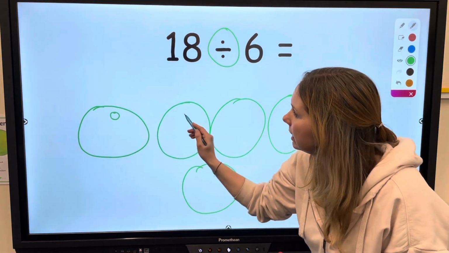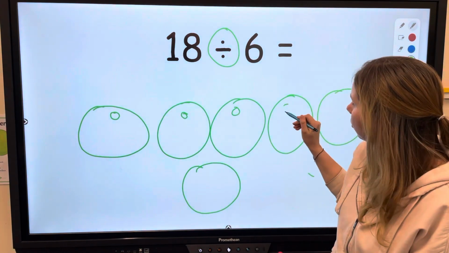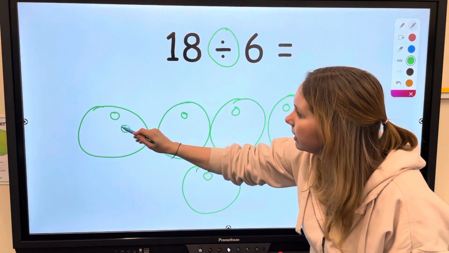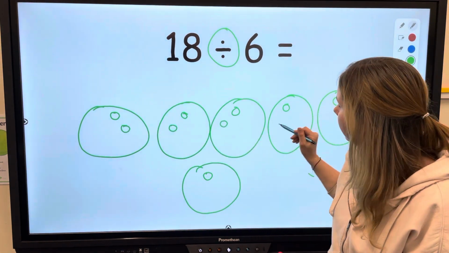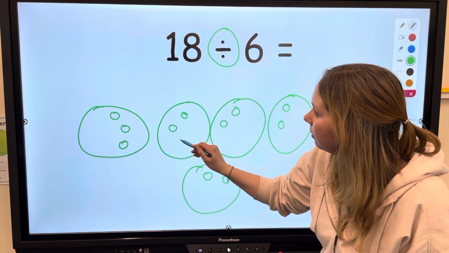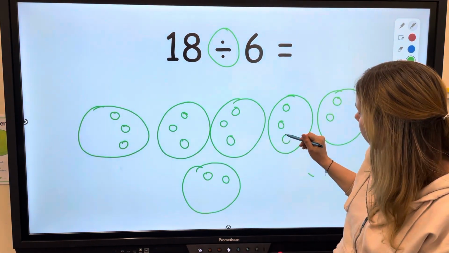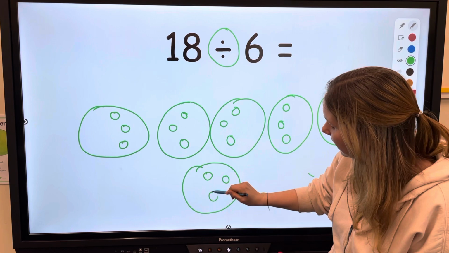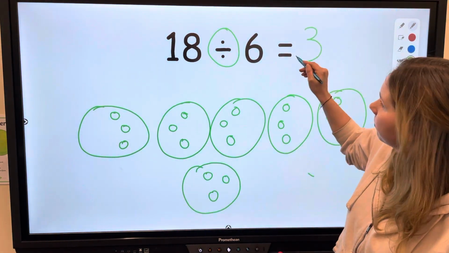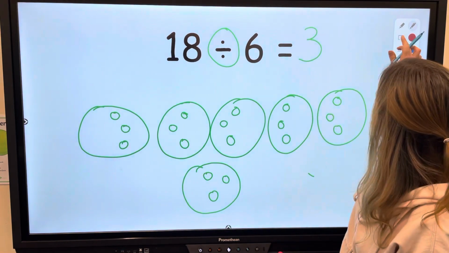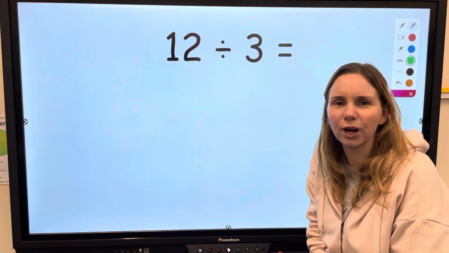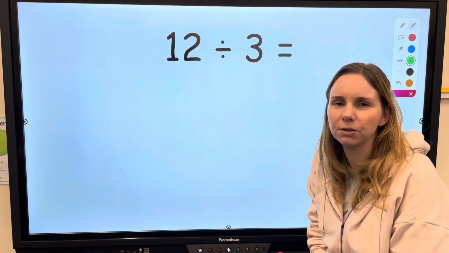I'm going to share 18 into these 6 groups because it was saying divide into 6. There's 6, 7, 8, 9, 10, 11, 12, 13, 14, 15, 16, 17, 18 equal groups of 3. I think we're onto a roll here. There we go. Have a look at this one. Try it out at home. Which way are you going to work?